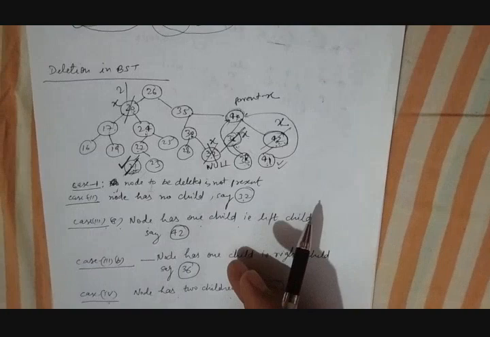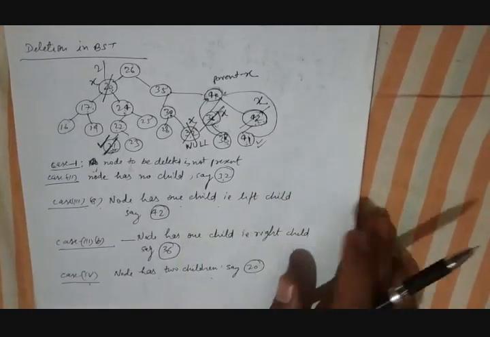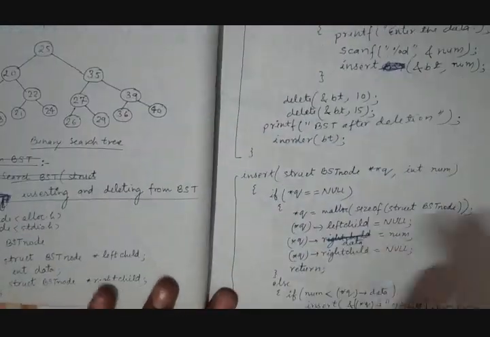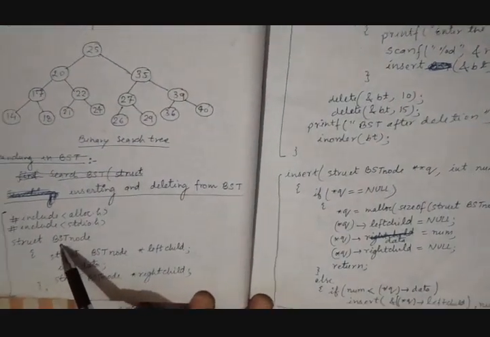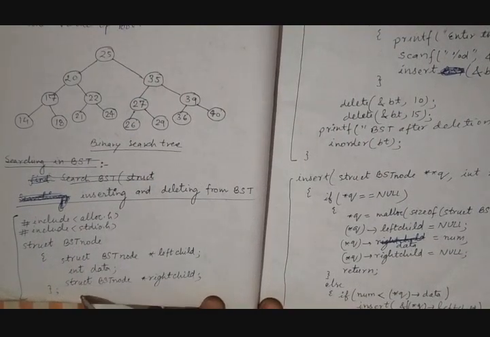Now we are going to discuss the coding part of it, which is very important. First of all, we will discuss the insertion, how we insert a node in a binary search tree. Just see here, we are declaring a structure. The structure name is BST node, binary search tree node. It will have three parts.